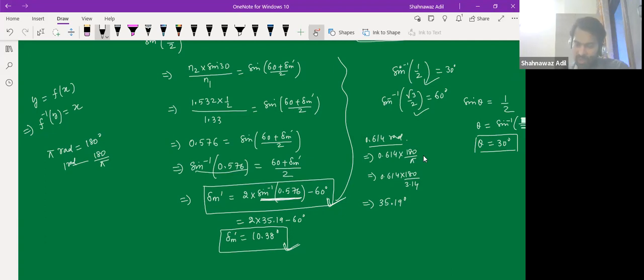So what did we get? Sine inverse of this was 0.614 radian. So I changed this radian to degree. And how did I change that? I multiplied this radian by 180 by pi. So this answer is in radian and this would be in degree. That is what I have done.